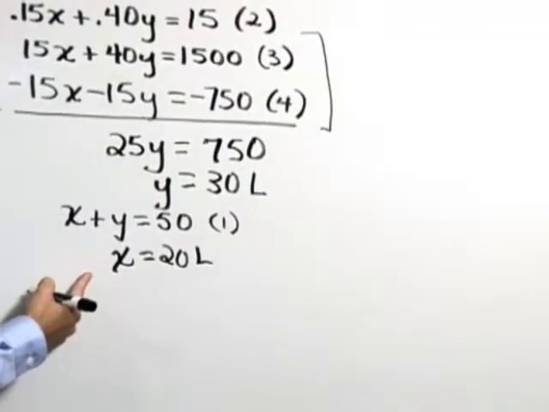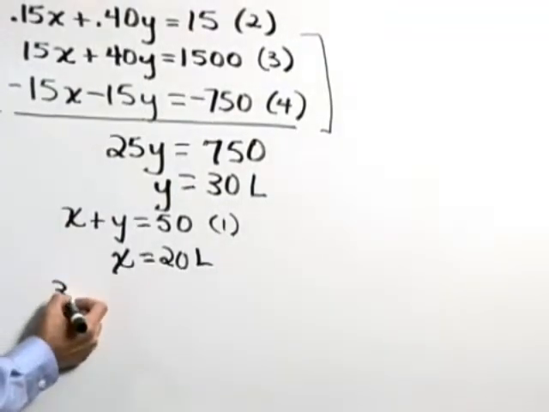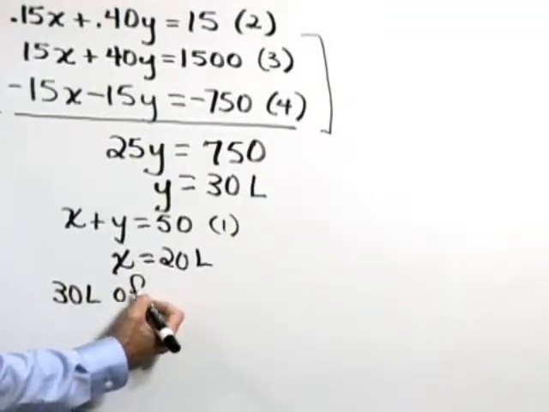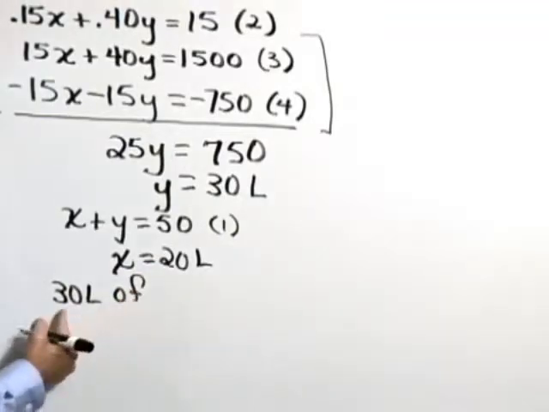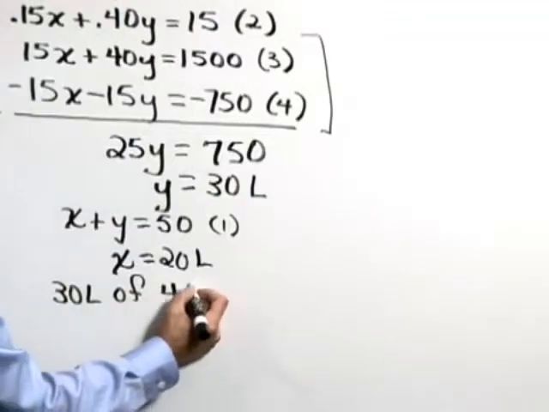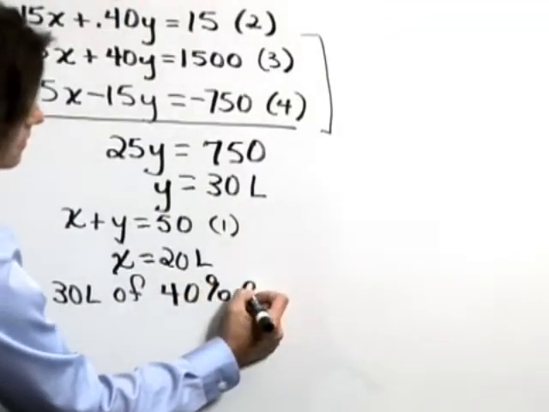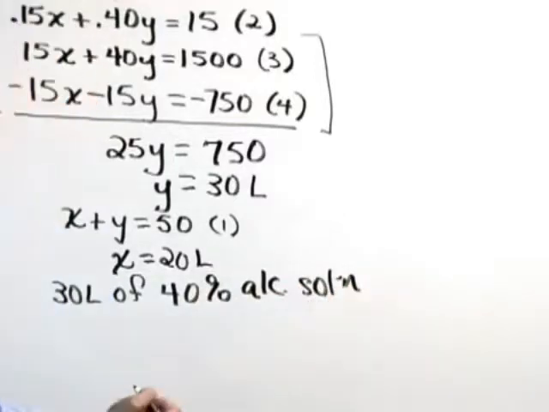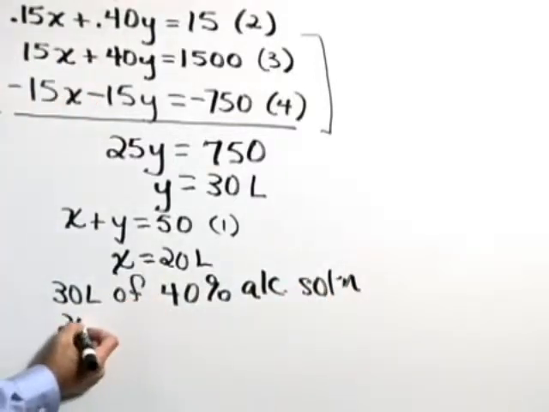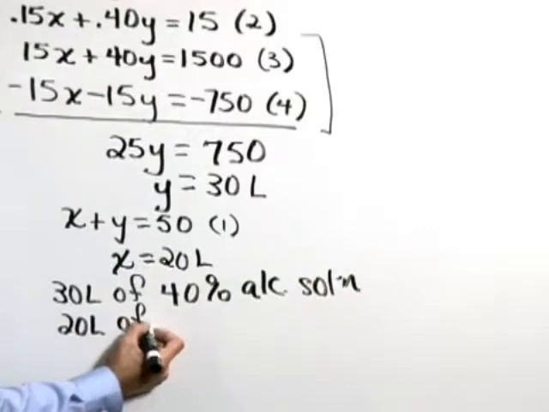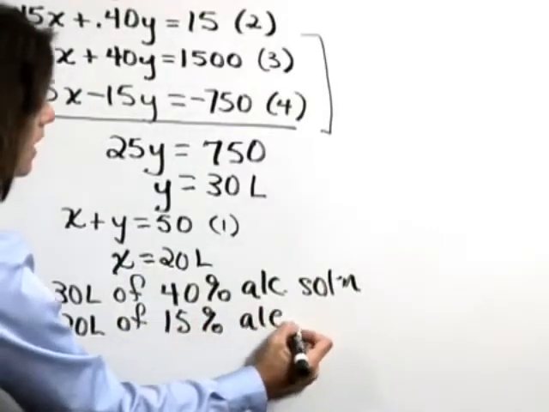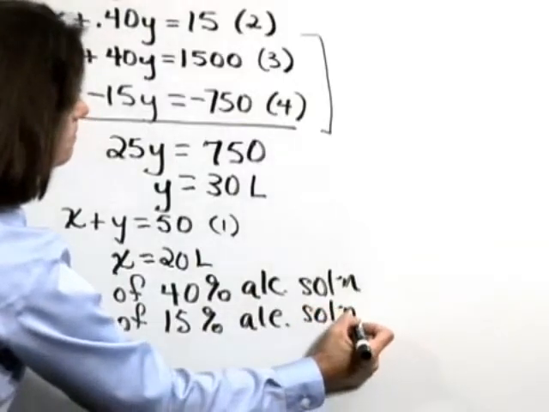The question is how many liters of each? We need 30 liters of Y, which was the 40% solution. So 30 liters of 40% alcohol solution, and X is 20, we need 20 liters of the 15% alcohol solution.